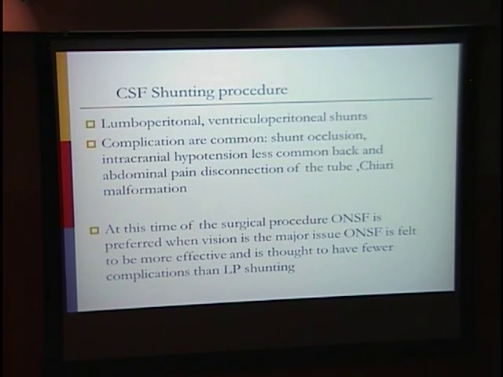The shunting procedure helps, but there are a lot of side effects. There is inflammation, there is stenosis of the shunt, and sometimes there is over-drainage, and you need to remember that over-drainage can cause severe headache.